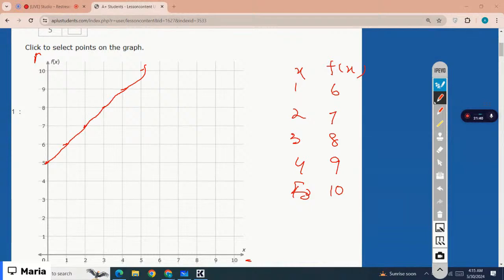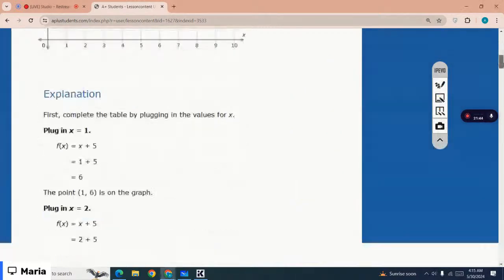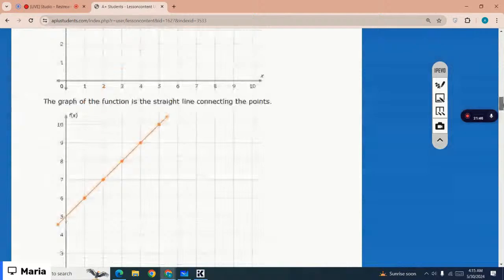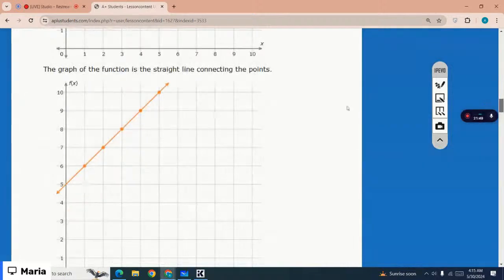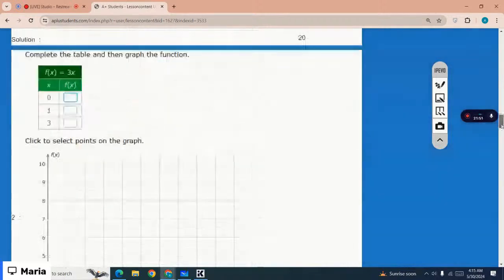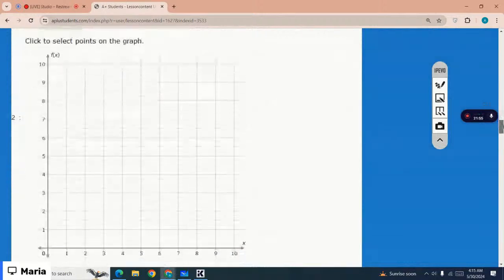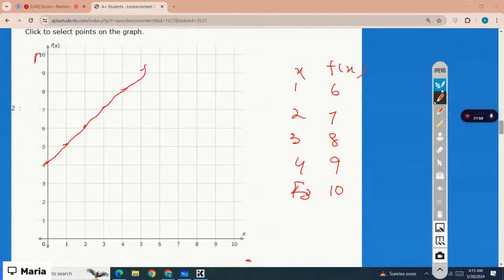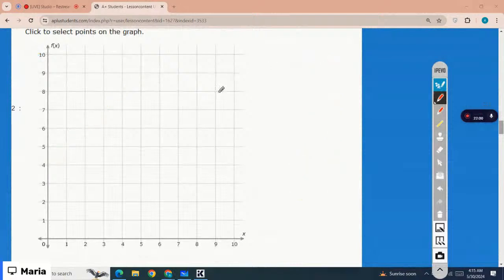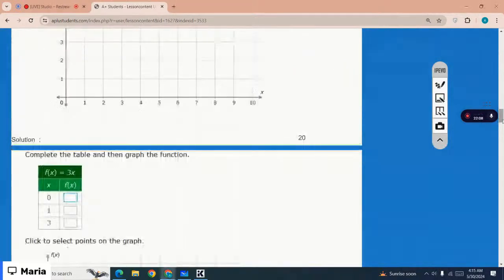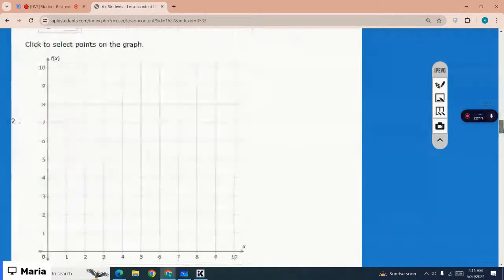Okay, let's just do another example. Here is the graph, right? That looks exactly like the one I did. Okay, the other example is f of x equals 3x, right? You have to calculate for x equals 0, 1, and 3. And the equation is, hold on, 3x.